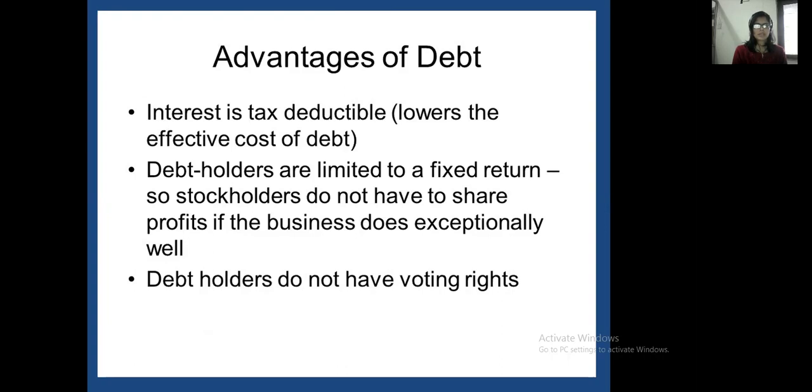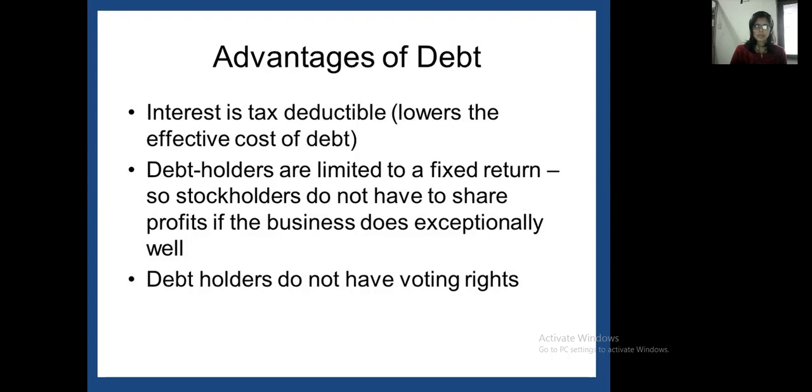And next one is debt holders are limited to a fixed return. So stakeholders do not have to share profit. In that case, they are limited to the extent. That's why the stakeholders are free. If there is extra profit, they will not share the profit. The business does exceptionally well. अगर business बहुत अच्छे से well grow कर रहा है तो यहाँ पे जो debt holder है उन्हें हम एक fixed return देने के बाद हम उन्हें अलग कर देंगे. Means उनका काम खत्म हो गया. और जो remaining portion होगा profit का वो distribute हो जाएगा stockholders में.